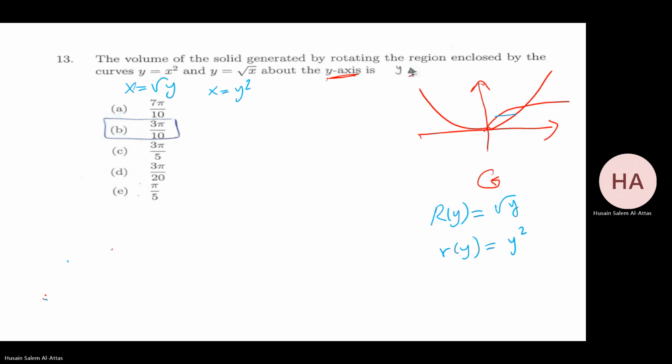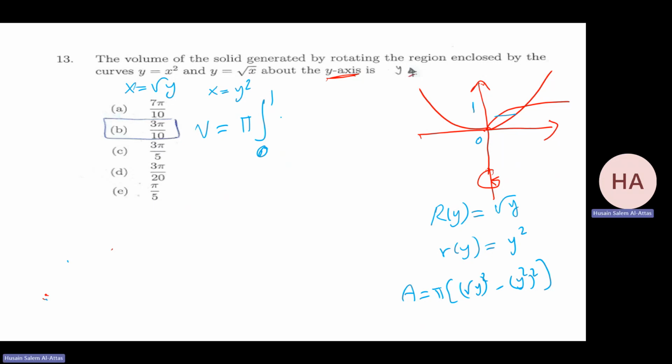This is the line. Okay. So the area will be pi times square root of y squared minus y squared. Okay, so the volume will be pi, from where to where? For the y values from 0 to 1, also for the x value, from 0 to 1. That will be y minus y to the power 4 dy.